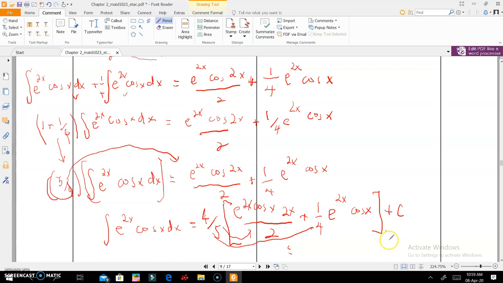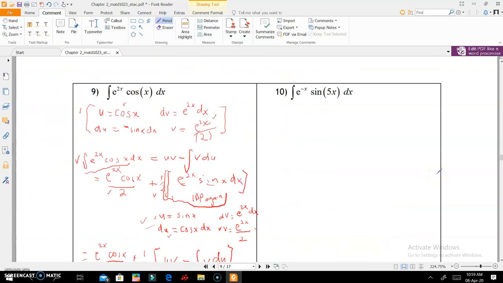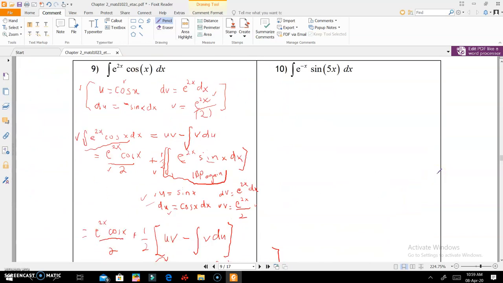Okay, you can either stop there. So you can try to deal with the next question here. You can deal with question number 10 after this, which is you need to apply the same method.